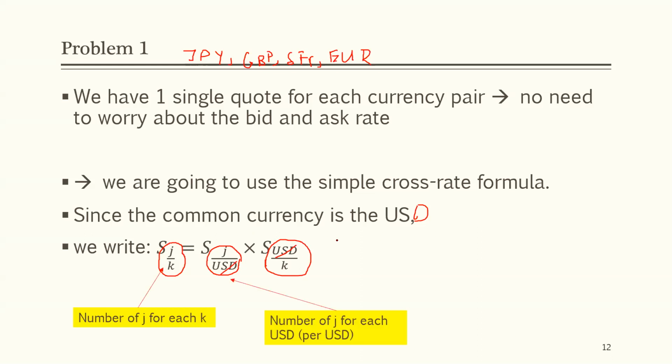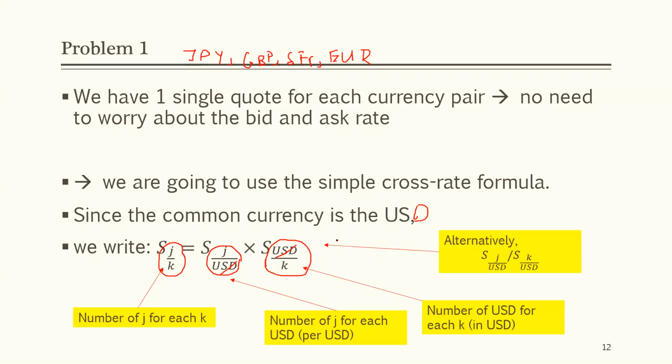J over USD is the number of J for each USD. So in your table before, you will look at the per USD column. For the last exchange rate, this will be the number of USD for each K. So this is the in USD column in your table 5.4. As an alternative, we can also write our equation as SJ divided by USD divided by SK divided by USD, but for this question, this is not quite relevant. It will become relevant for the next question, so for now, we can just ignore the alternative.